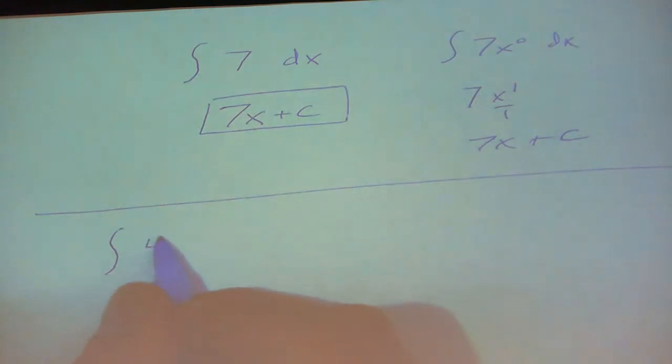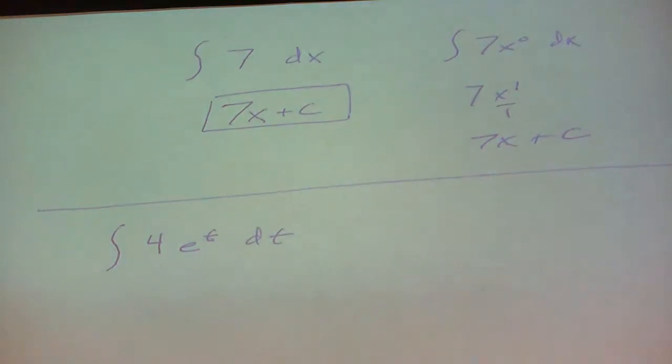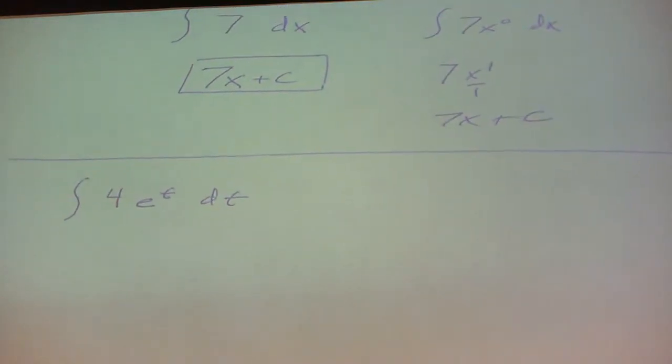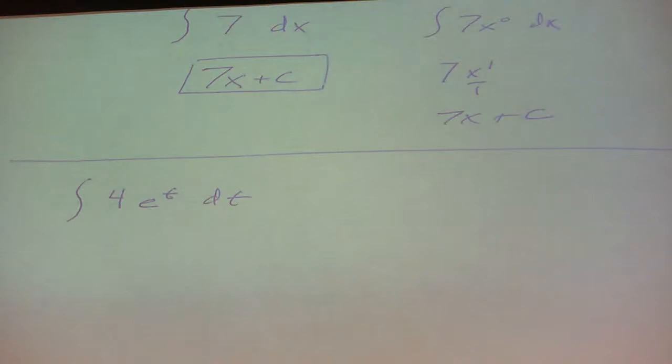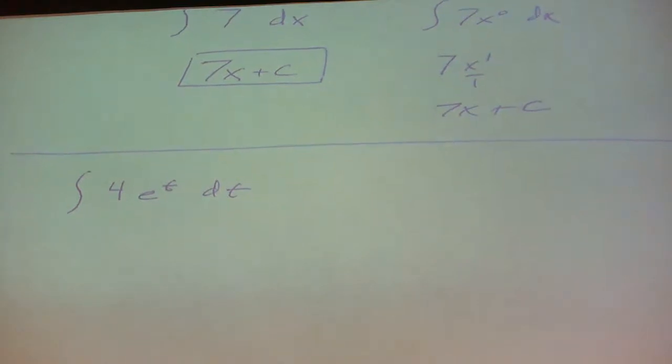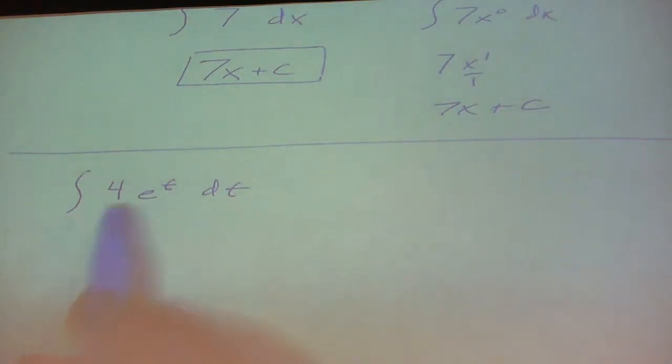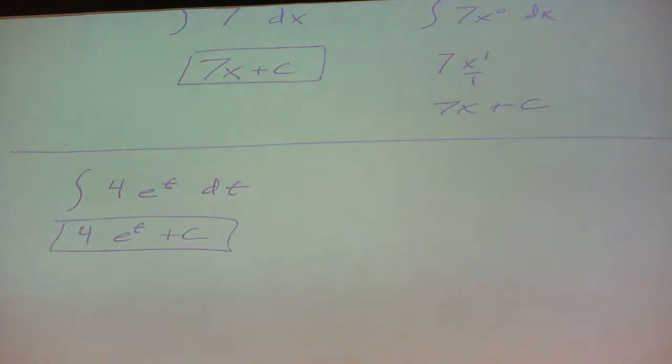The integral of 4e to the t. Okay, I'll give you a minute, and then I'll go over it. The more I expose you to, the better you'll get. Okay? What happens to the 4 in front? Stays in front. What's the integral of e to the t? E to the t, don't forget you're done. Any questions?